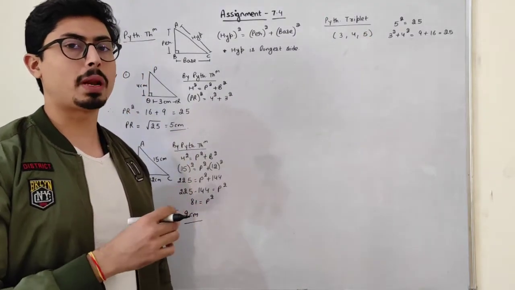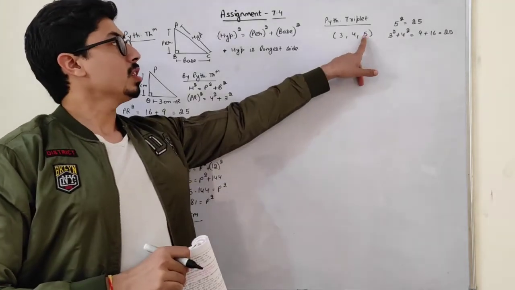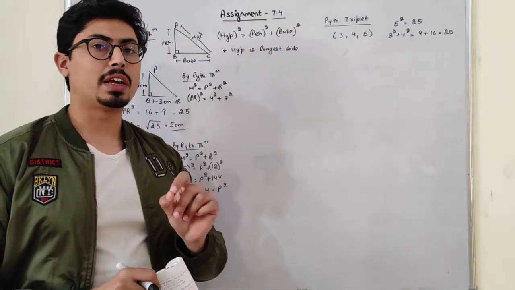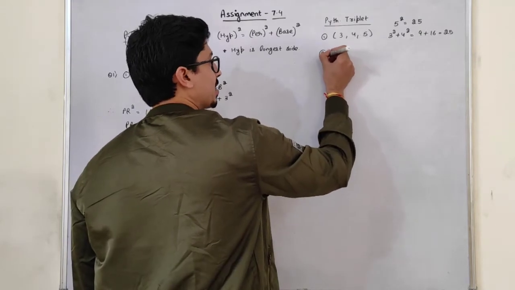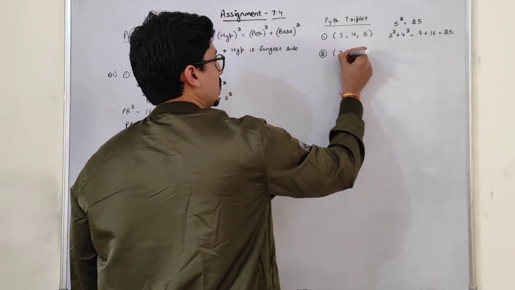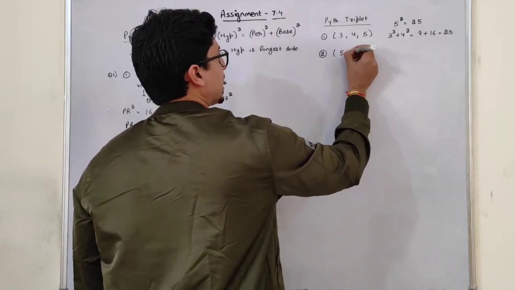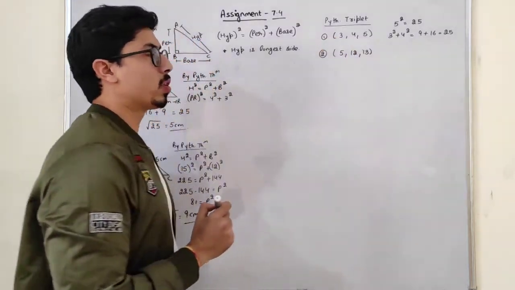Okay. Pythagorean triplets are those three numbers where the square of one side is equal to the sum of the squares of the remaining two sides. For example, this is the first example, students. If I take another example like 5, 12, 13, this is the next example of a Pythagorean triplet.